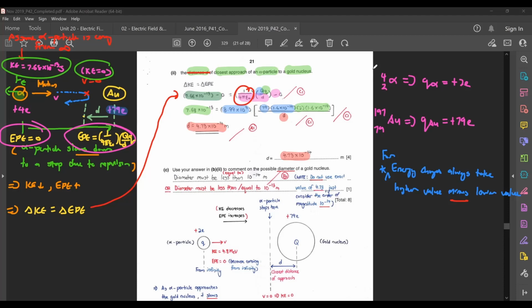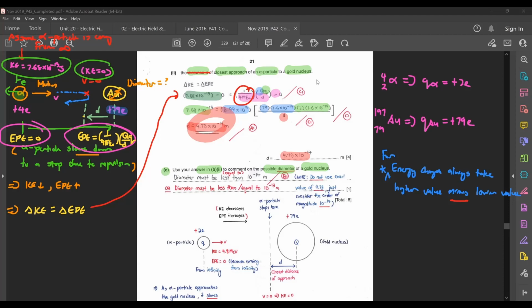Okay. So far, so good. All right. Then if you move on to part C, use your answer in B2, meaning to say use your answer here to comment on the possible diameter of a gold nucleus. So what do you suppose the diameter of your gold nucleus must be then, based on your answer in the previous part? What is the diameter of your gold nucleus here, based on your conclusions from B2?